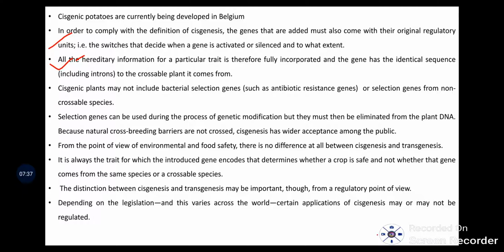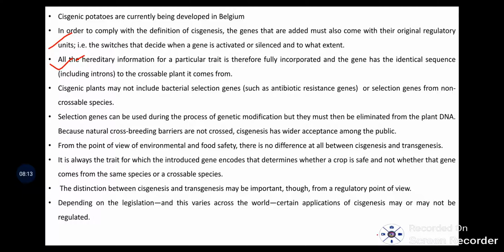All the hereditary information for a particular trait is therefore fully incorporated, and the gene has the identical sequence, including introns, to the crossable plant it comes from. Cisgenic plants may not include bacterial selection genes such as antibiotic resistance genes or selection genes from non-crossable species. Selection genes can be used during the process of genetic modification, but they must then be eliminated from the plant DNA because natural crossbreeding barriers are not crossed.